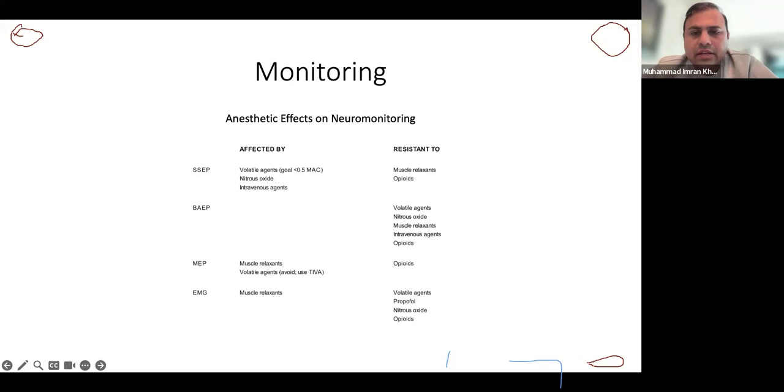Then this graph, so this is a very concise graph. I like this one way more because it gives me a summary of what is affected and how it's affected and what affects it and what it is resistant to. This graph is telling you how it is affected. So, for example, if you're using isoflurane or sevoflurane, they basically decrease the amplitude of both SSEP and MEP, and therefore you would either use it at low MAC or you would just avoid inhalation and go to TIVA. It's very similar for all inhalation agents.